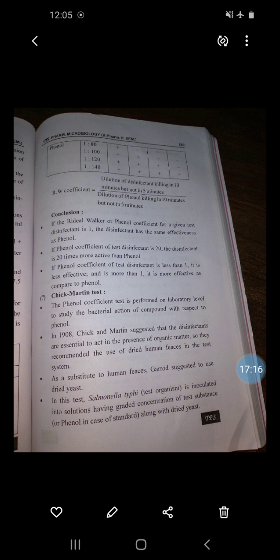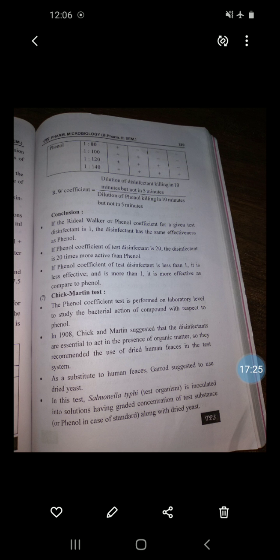Then the broth tubes are incubated at a temperature of 37 degrees Celsius for 48 to 72 hours and examined for the presence or absence of growth of microorganism. Here we can see the different dilutions and the time intervals for this organism. The Rideal-Walker coefficient is calculated using the formula: the dilution of the disinfectant killing in 10 minutes but not in 5 minutes, divided by the dilution of phenol killing in 10 minutes but not in 5 minutes. So this is the formula for calculating this coefficient.